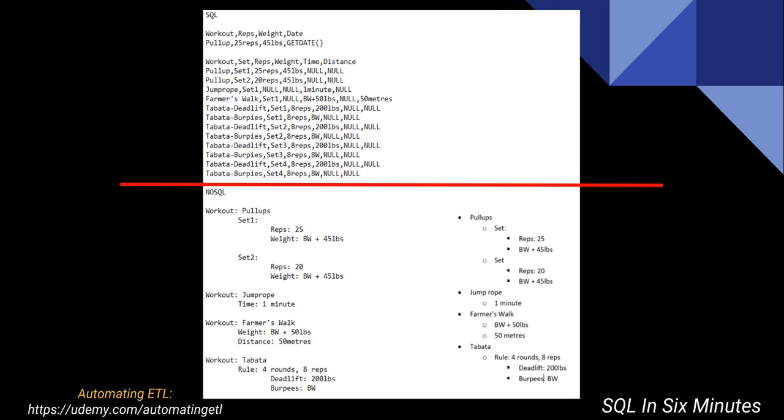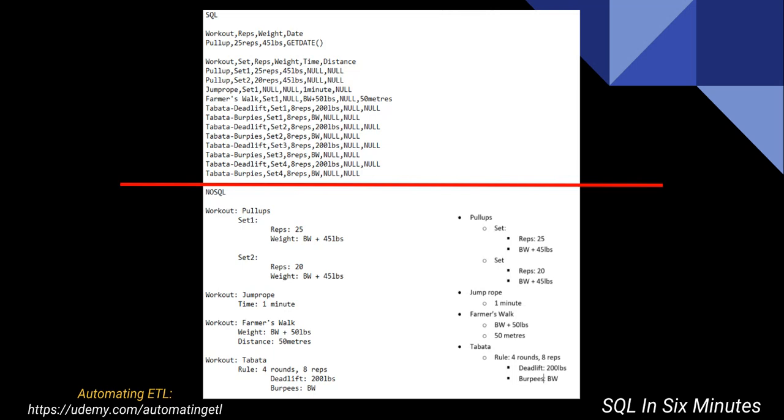What we see going on here is data hierarchy. So we have pull-ups, we have set. And you'll notice that the sets don't need a specific number. We already know intuitively by looking at this that that was the first set and that was the second set. We don't need to label it. Jump rope, only 1 minute. That's the only thing we need to know. Farmer's walk, we can determine body weight plus 50 pounds. Oh, okay, so that's the weight, and 50 meters must have been the distance.